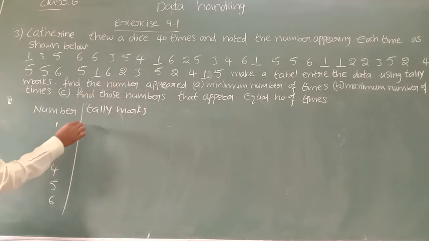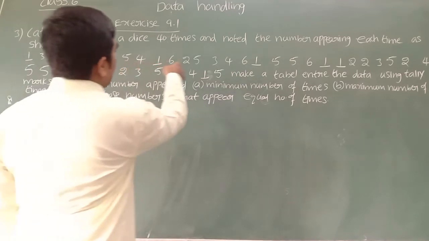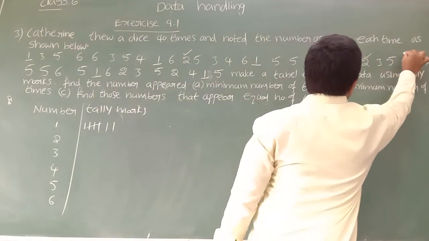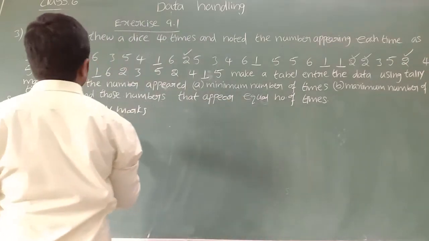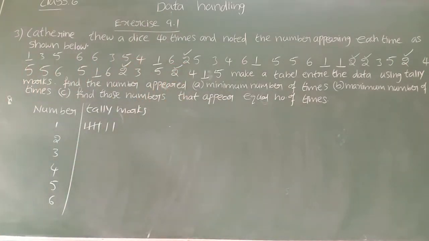How much? 7, no? 1, 2, 3, 4. For every 4 vertical lines, the 5th one is a cross line. 5, 6, 7. Next, second number: how many times did she get it? See? 2 numbers she got here. 1, 2, 3, 4, 5, 6. Even this one she got 6 times.